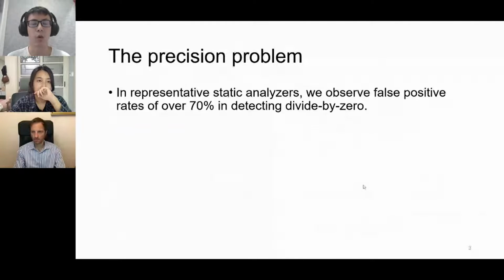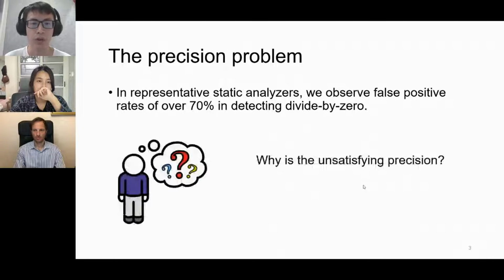The motivation of our work comes from our experience in deploying representative static analyzers in catching divide-by-zero bugs. We observe a high false positive rate of over 70%. So the question is, why is this precision unsatisfying?